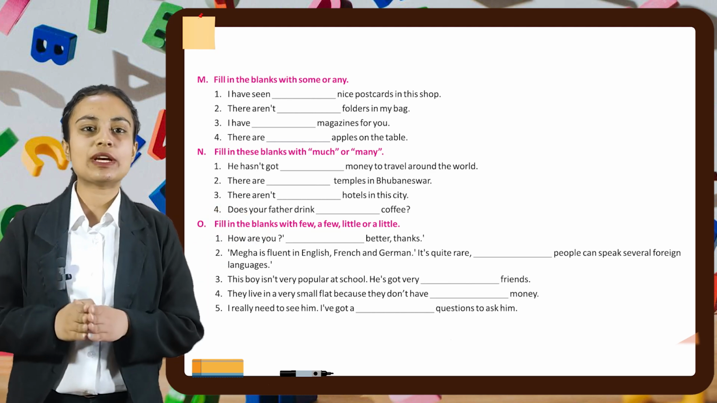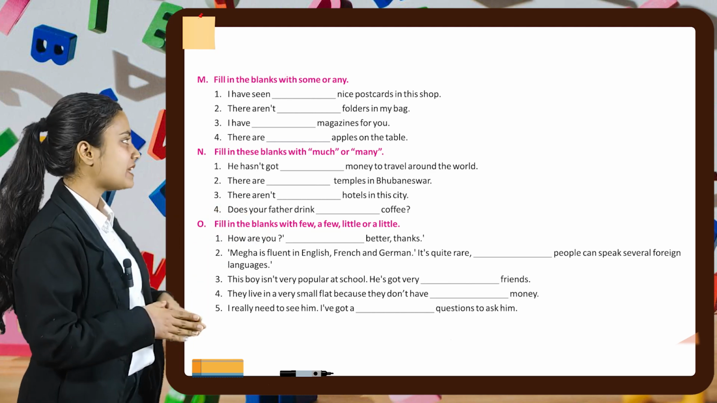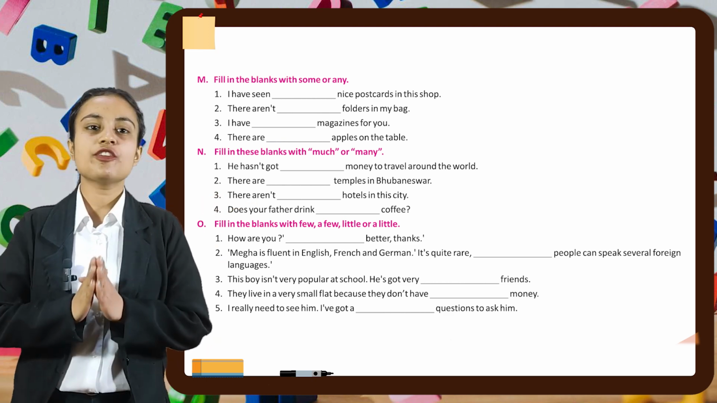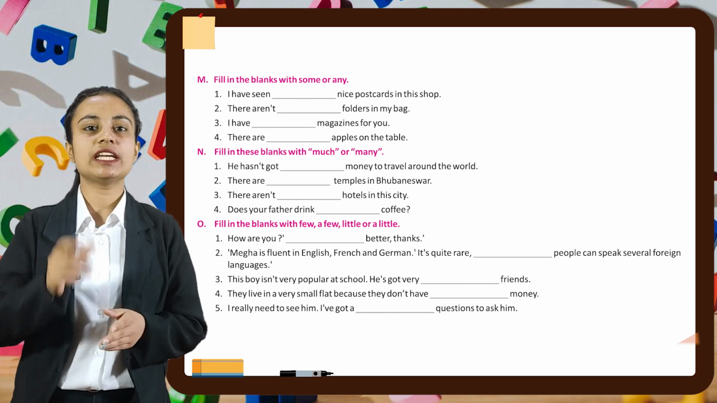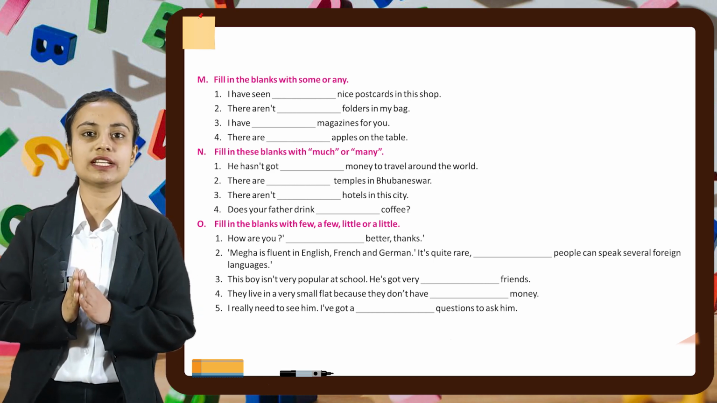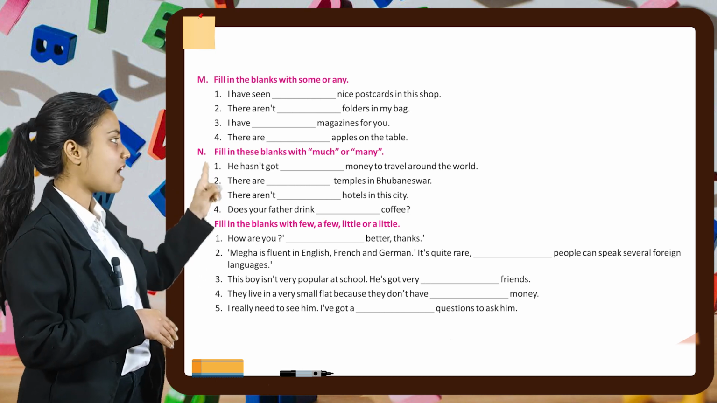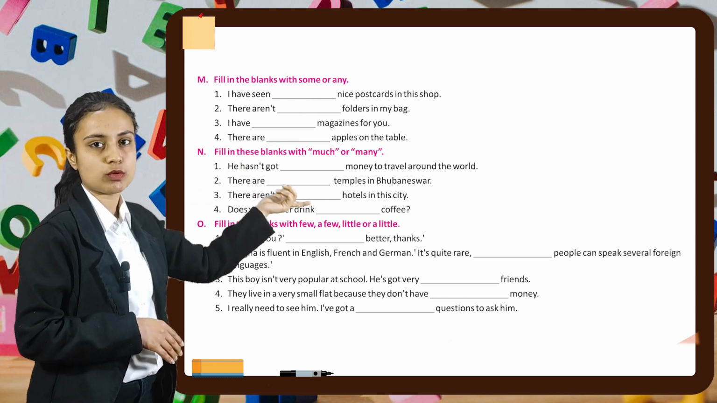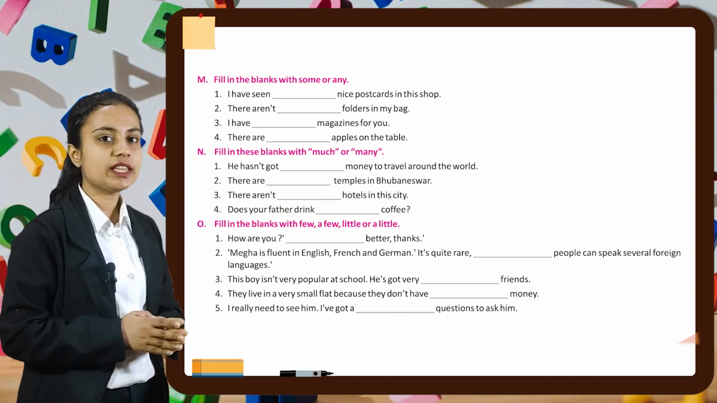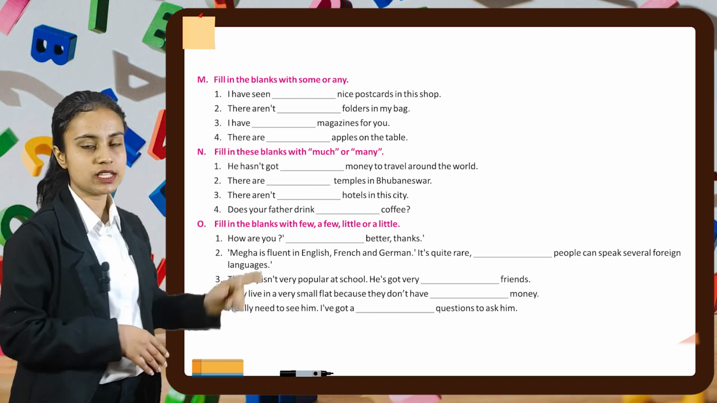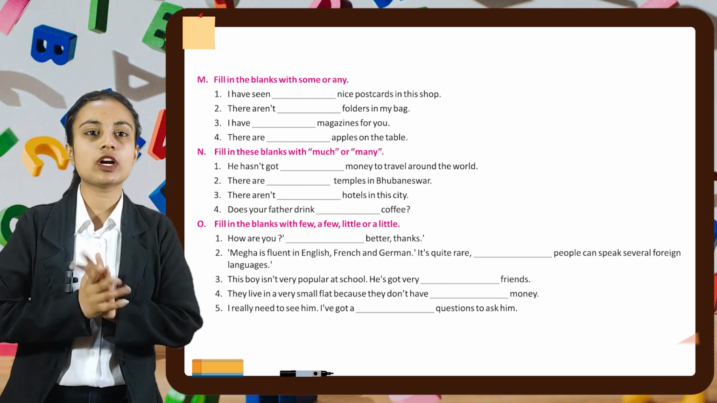Now let's see some questions related to that. In part M, we have to fill in the blanks with some or many. The first part is: I have seen dash nice postcard in this shop. So here our sentence will be: I have seen some nice postcard in the shop. In this way you have to use some or many in the rest of the sentences. So I hope you can do that by yourself.